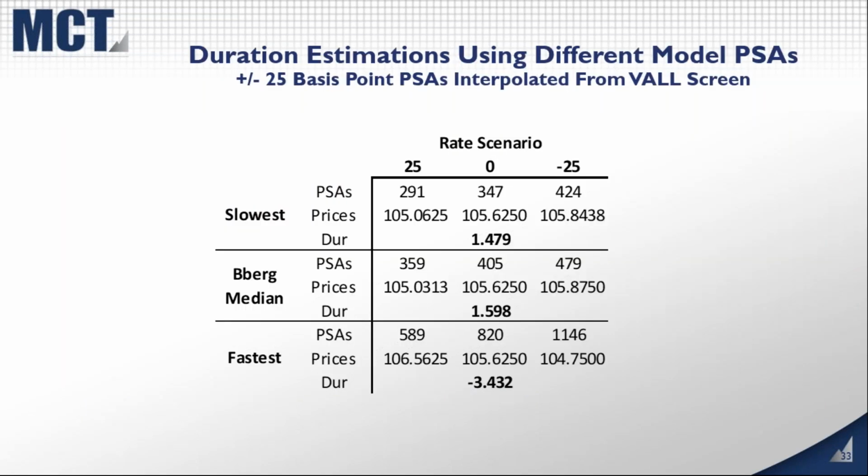Then you can calculate a crude set of durations using these different speeds, as quoted by the Bloomberg VALL page. Using the slowest dealer speed, as well as the medians, you get a duration of somewhere in the neighborhood of 1.5, which is reasonably close to what we're using as the 75% number. Whereas if you use the fastest speeds that they have, you get a duration of negative 3, which is greater than the model duration, but I'm not suggesting that they're directly comparable.